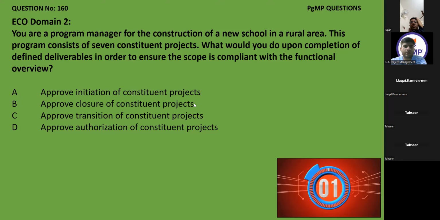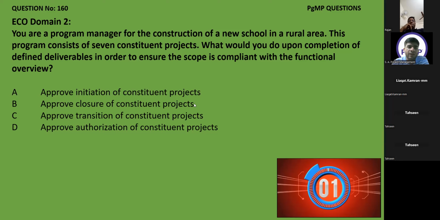Okay, so Rajan, here is the concept: in every question, what is our key understanding? You can unmute yourself. We have to look for the keyword, what the question is asking from us. That is our first target to get from the question. So here the first 2 lines are the story, like a background: you are the program manager. The actual question starts from: what would you do upon completion of the defined deliverables in order to ensure that the scope is compliant with the functional overview.